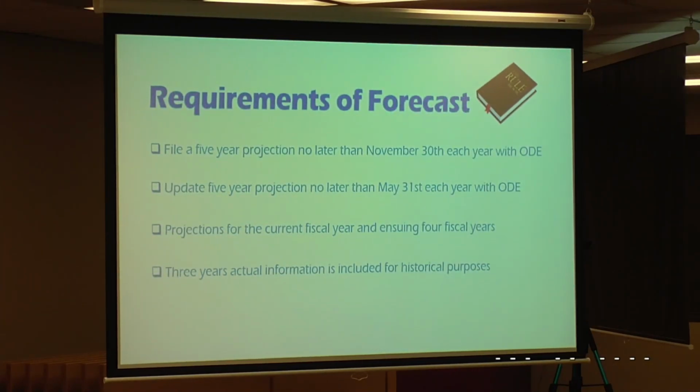So the requirements of the 5-year forecast: we have to file a 5-year projection no later than November 30th of each year with the Department of Education and Workforce. We have to update the 5-year projection no later than May 31st. We have to include the current fiscal year and the ensuing 4 fiscal years. And we also include 3 years of actual historical information.